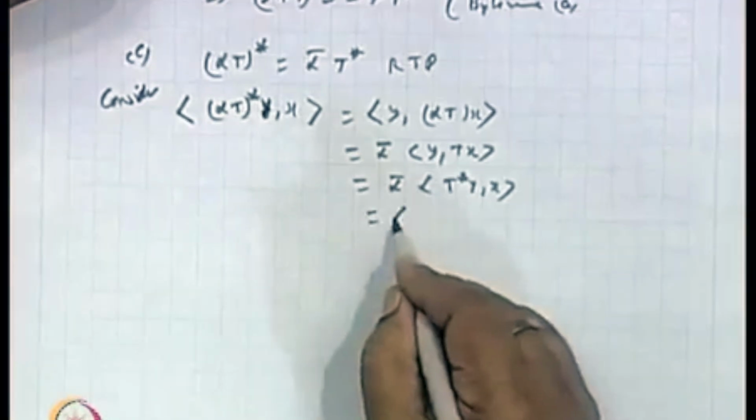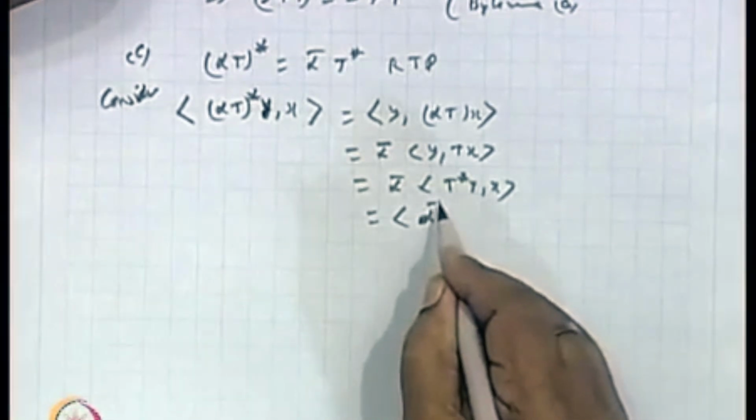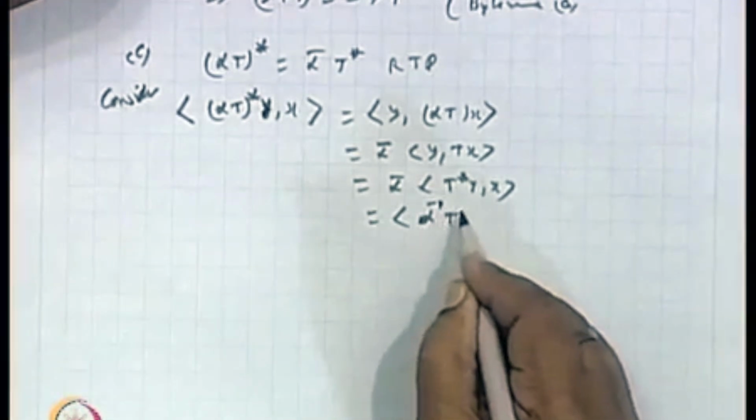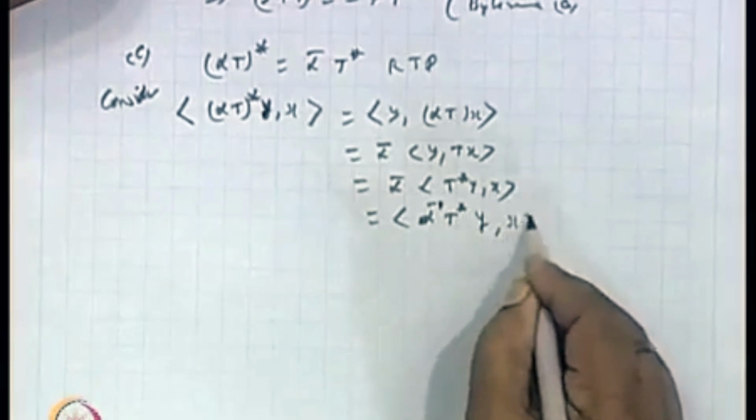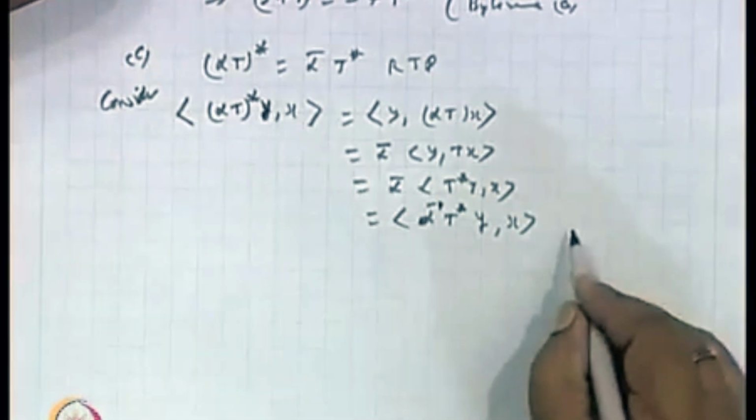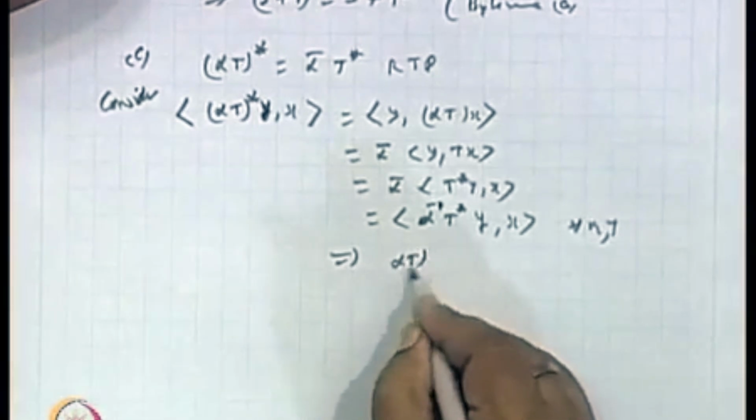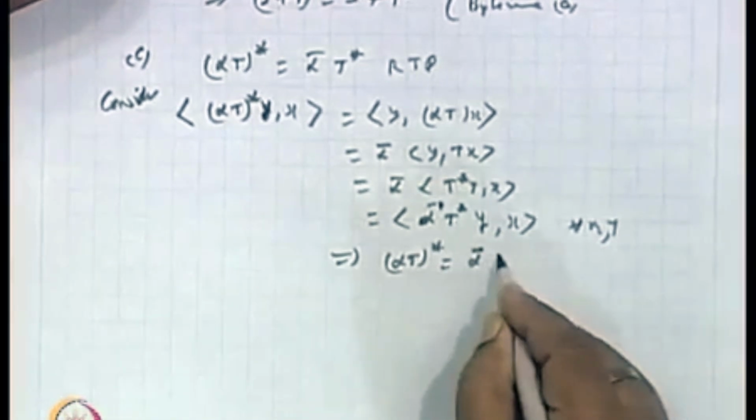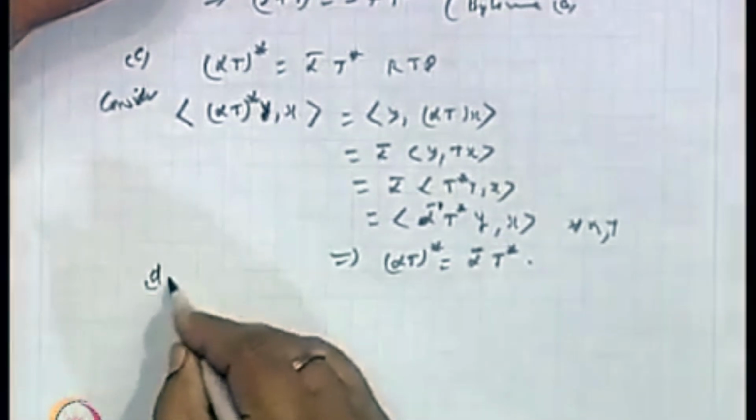So this will be equal to alpha bar, sorry, T star y comma x, and then again this is true for all x and y. So we get from here that (alpha T)* y is alpha bar T star y. Similarly, the fourth, D star, can be computed in a similar way, then no problem. Is it correct? Now the fifth one, E.